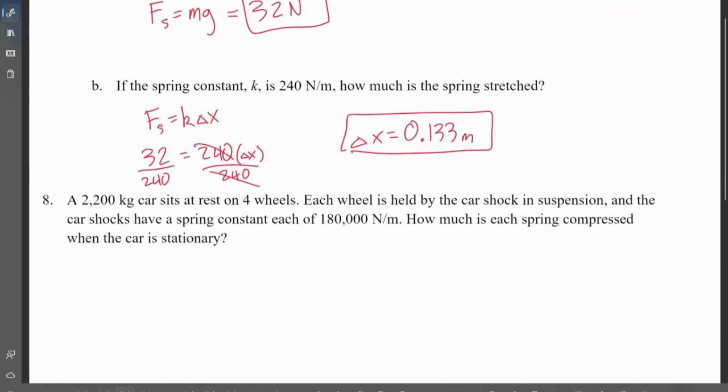Last problem. Okay, 2,200 kilogram car sits at rest on 4 wheels. Each wheel is held by the car shock and suspension, and the car shocks have a spring constant each of 180,000 newtons per meter. Okay, so I guess I misestimated earlier when I said cars would have a smaller one. I said 50,000-ish maybe, but 180,000 because I remember doing my research when writing this problem, so that's a more accurate number. How much is each spring compressed when the car is stationary?